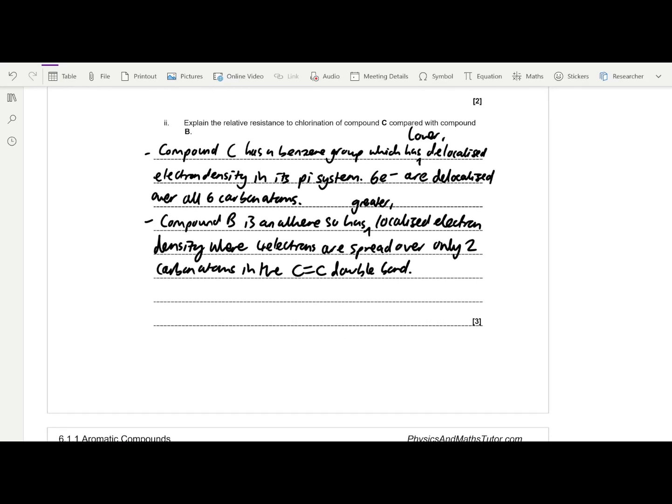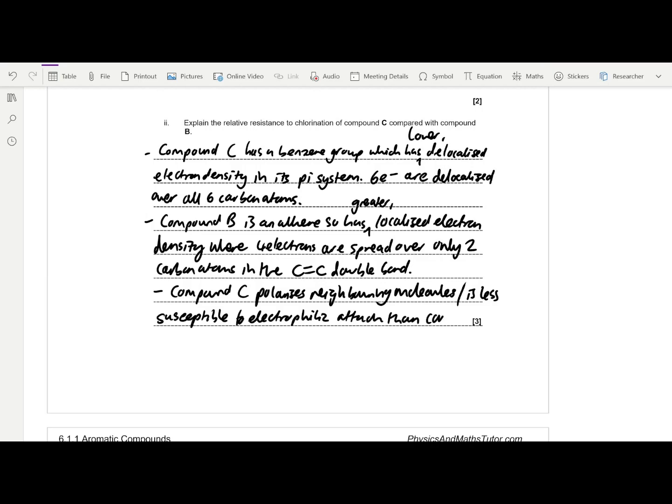And then to get the final mark, you would say something like compound C polarizes neighboring molecules less readily than compound B, so is less susceptible to electrophilic attack than compound B.